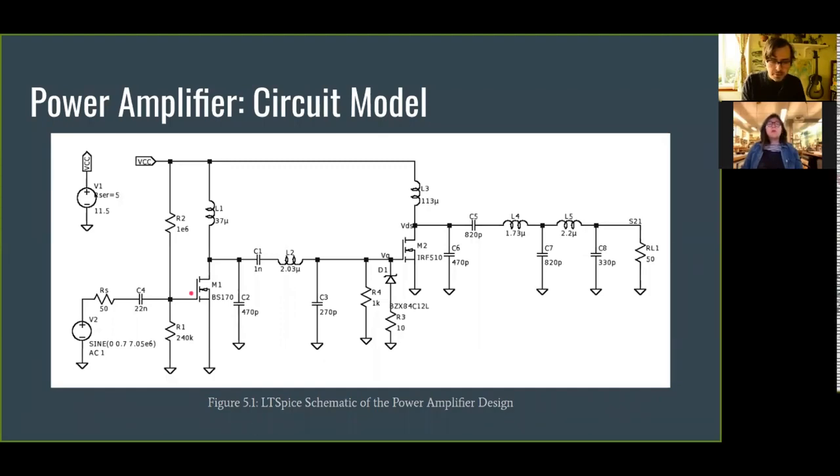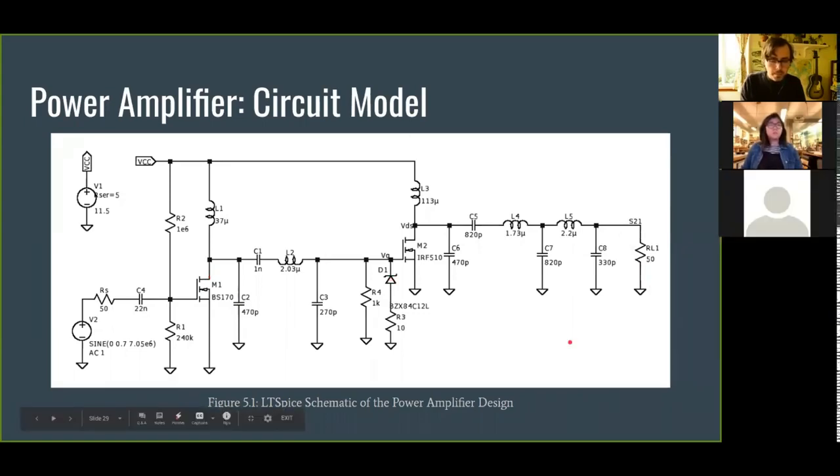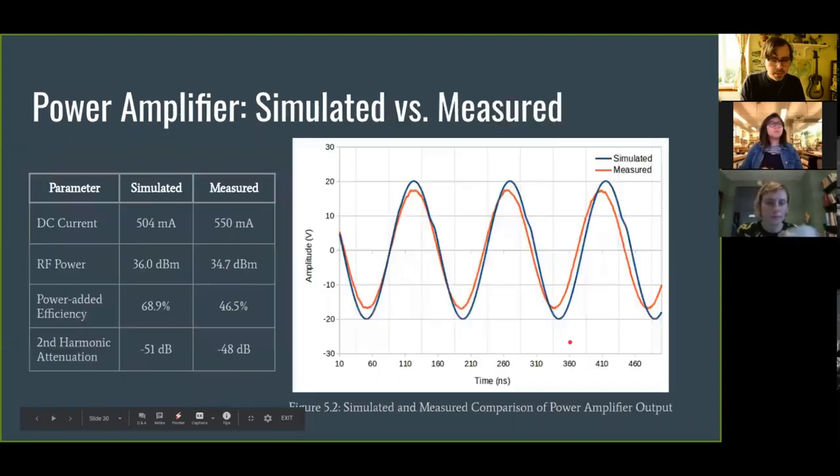This schematic actually includes both the driver, the final stage, and the low pass filter that would be connected to the antenna. So simulated versus measured came in very close. As usual, simulated looks a lot better, more efficiency, higher power, but 34.7 dBm is about 3 watts. So that's a good amount of power.